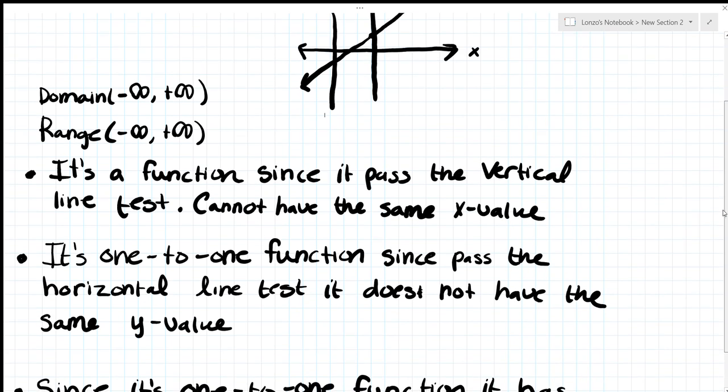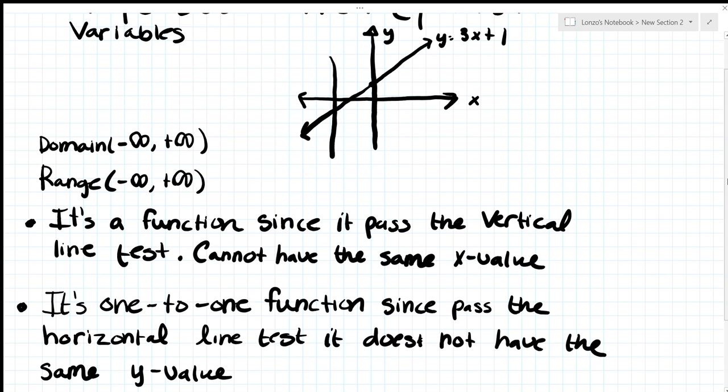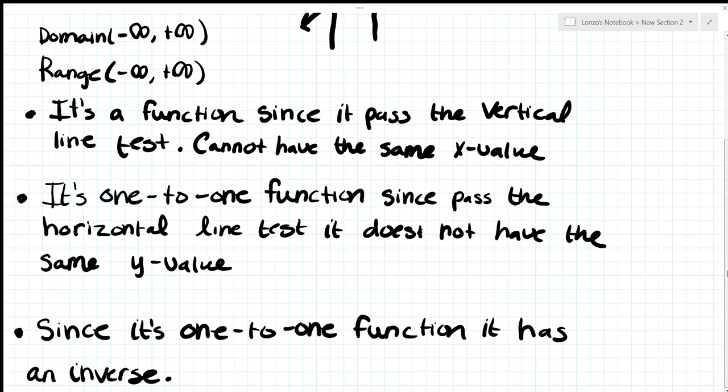I think the one that doesn't work is when it's completely vertical. That's when it's not a one-to-one function. But this one definitely is a one-to-one function, because if you put a line through it, it only hits it once, so it has an inverse. Since it's a one-to-one function, it must have an inverse. So those are some properties.